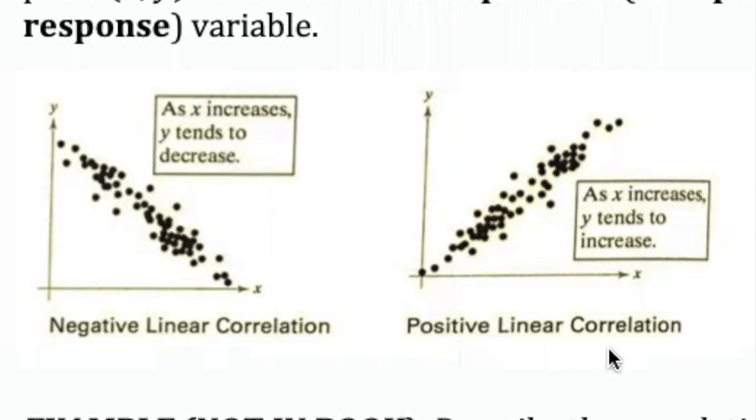A positive linear correlation, again, you can see a line when you look at this trend through the data points. And this one is sloped upwards, which is a positive slope, positive linear correlation. And what we know when our data looks like this is that as x increases, y also tends to increase.